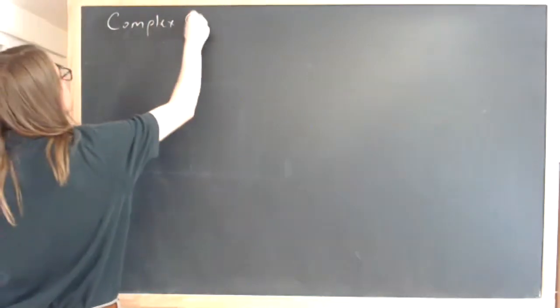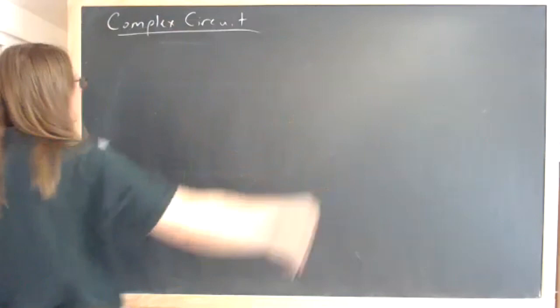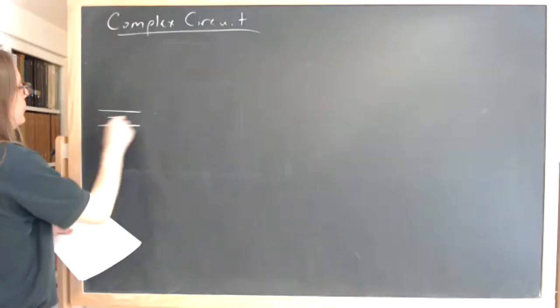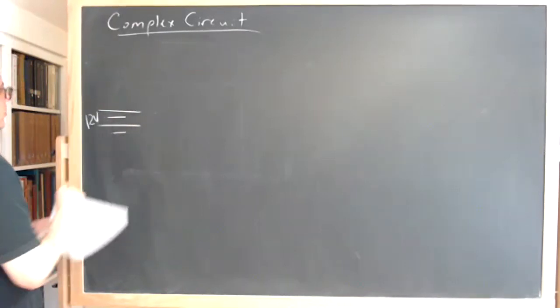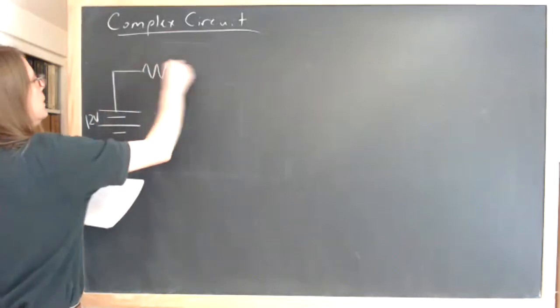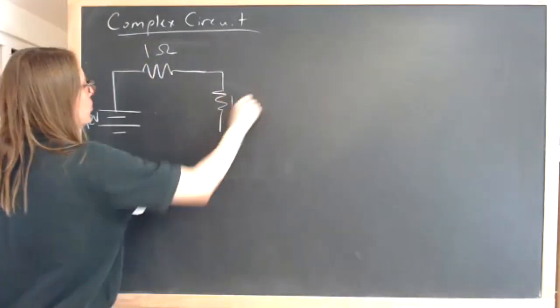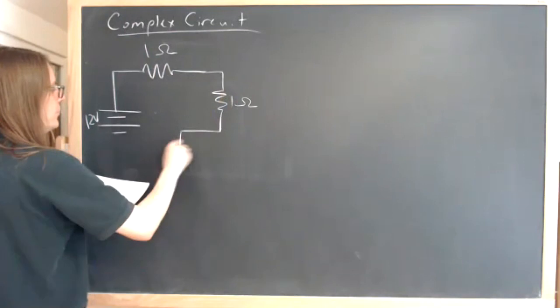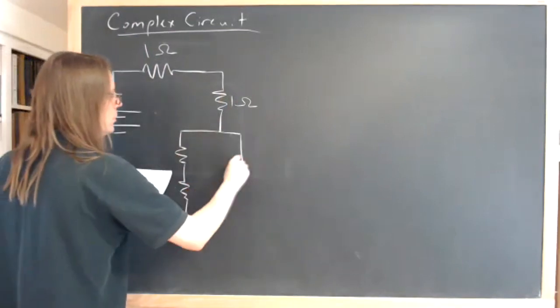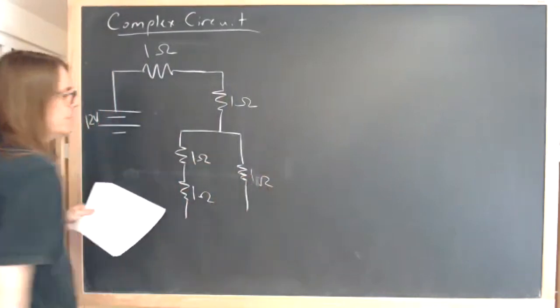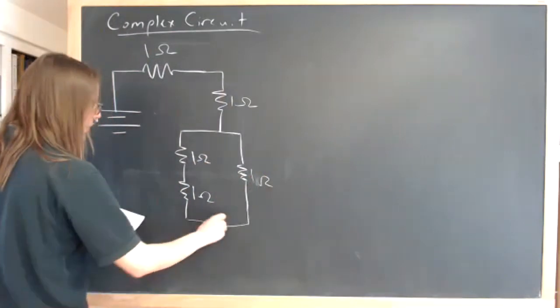Okay, so this board is called a complex circuit. All right, I'm going to draw for you a complex circuit. It has a 12 volt battery, which comes up here and goes to a 1-ohm resistor, down to another 1-ohm resistor, and then splits over to 2 1-ohm resistors on this side and 1 1-ohm resistor on that side. And that's it. And then it comes back together.